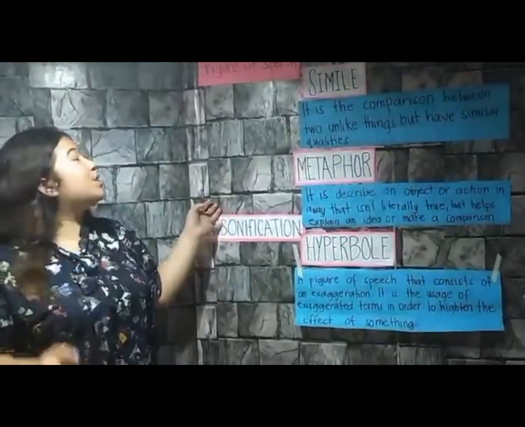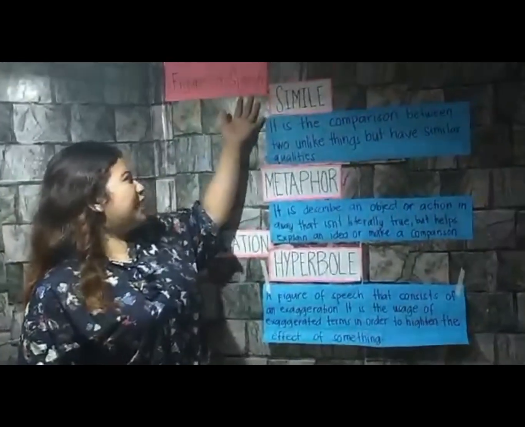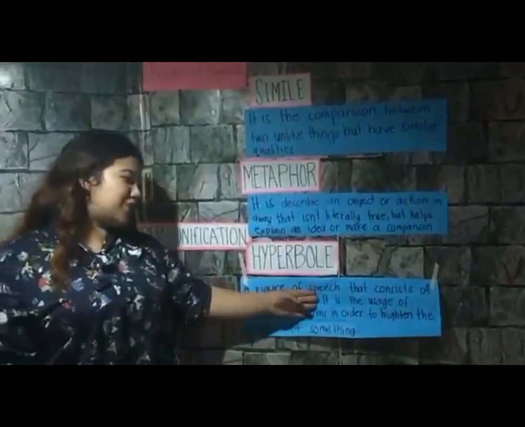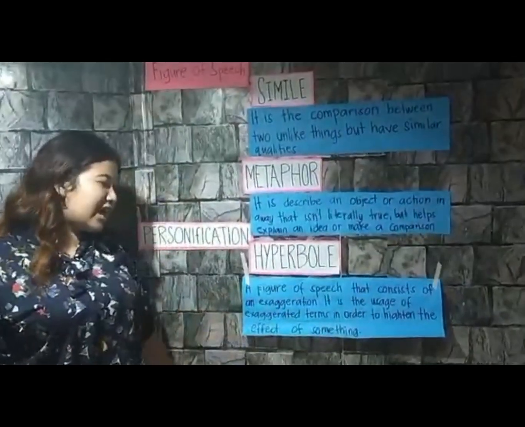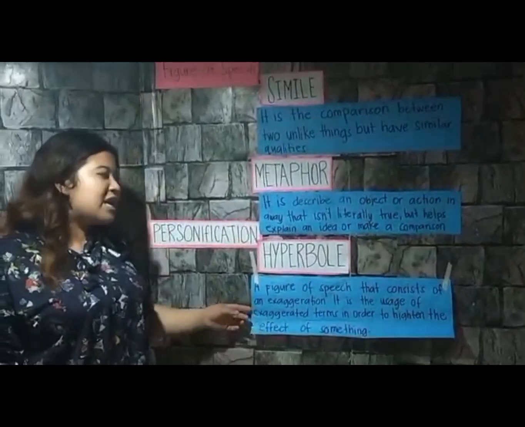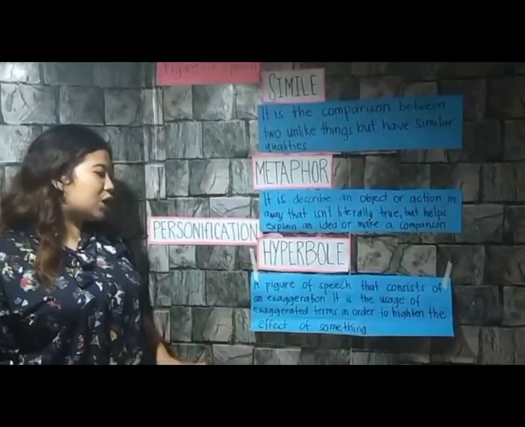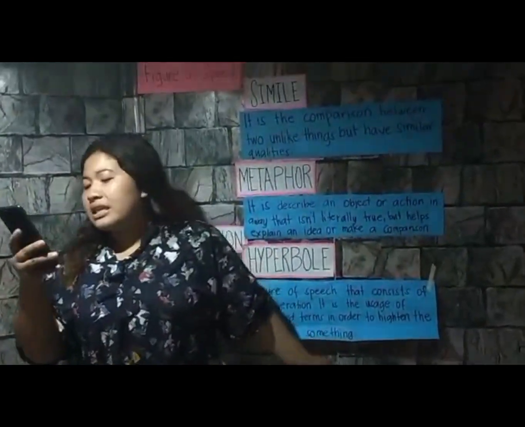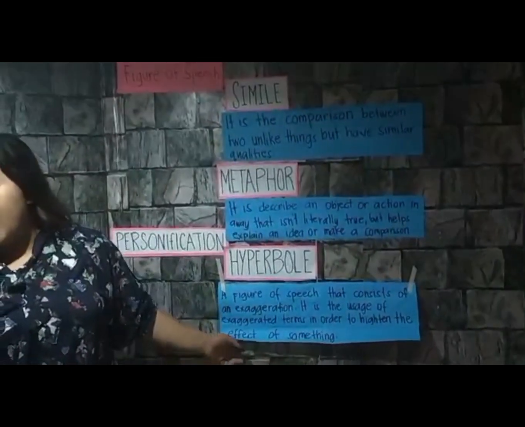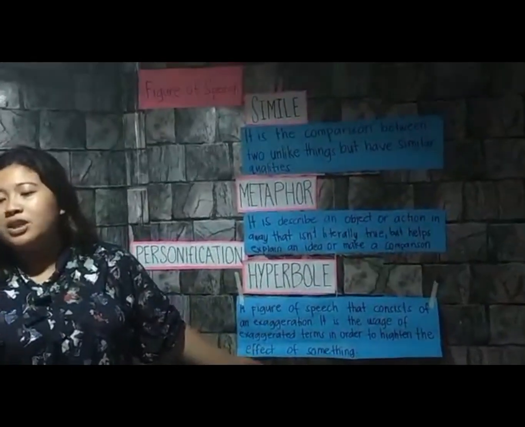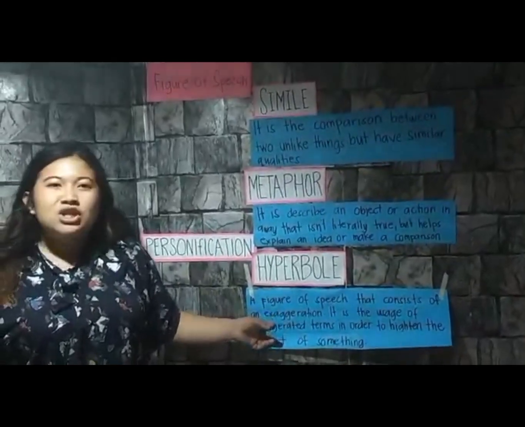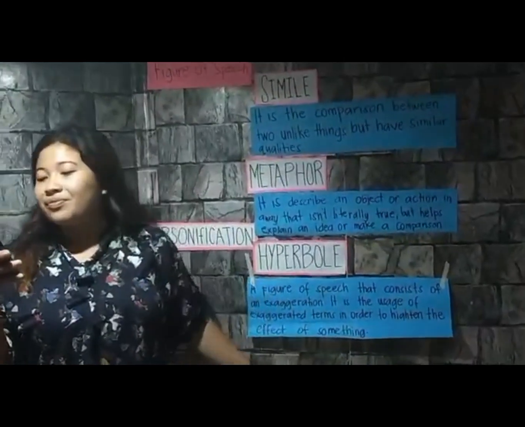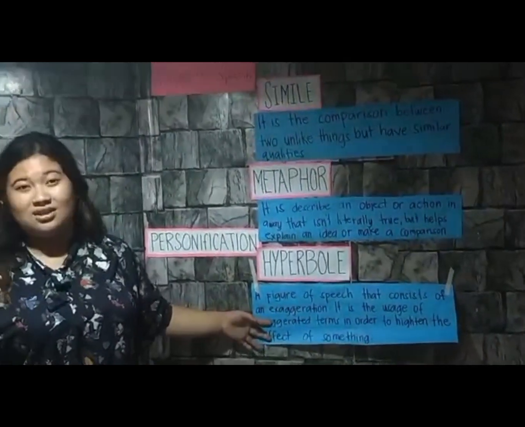Next, let's proceed to the third type of figure of speech, which is the hyperbole. So now, a figure of speech that consists of an exaggeration, it is the usage of exaggerated terms in order to heighten the effects of something. So, an example of hyperbole is, I have told you 1,000,000 times not to touch my stuff. So, he or she exaggerates with the words million times to show his expression.